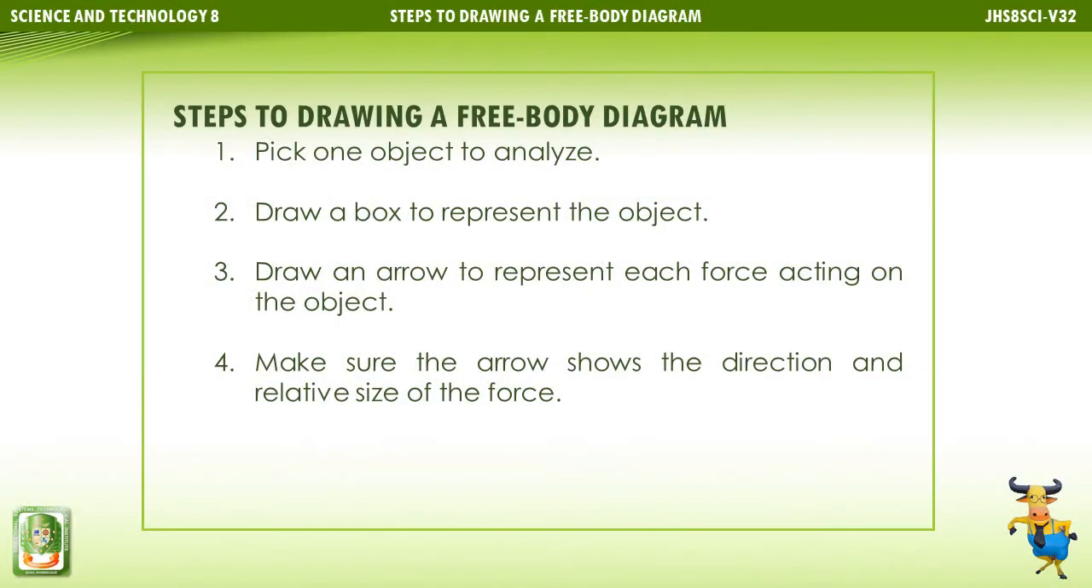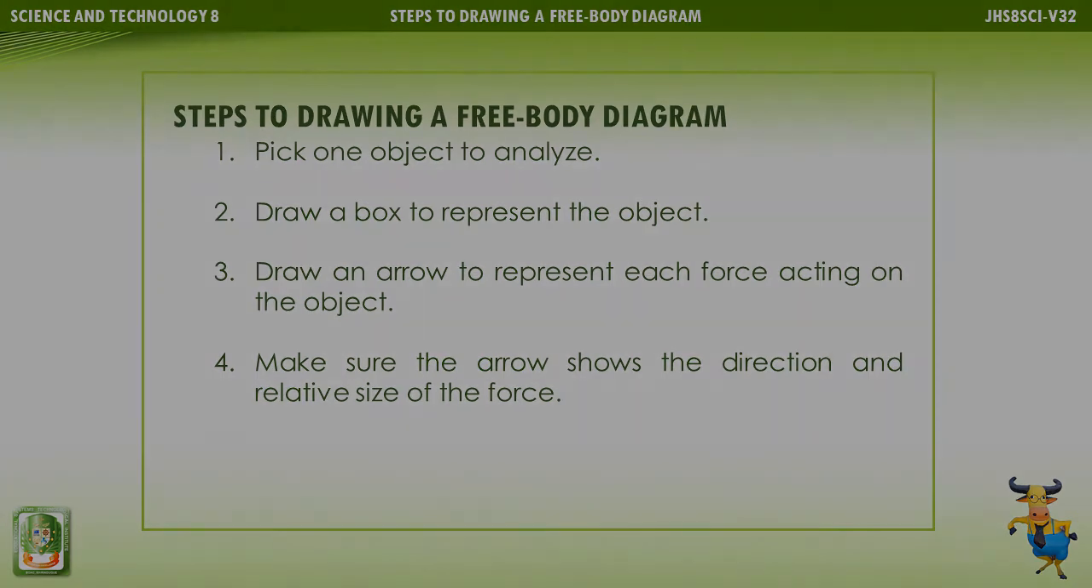Steps to drawing a free body diagram. First, pick one object to analyze. Second, draw a box to represent the object. Third, draw an arrow to represent each force acting on the object. Lastly, make sure the arrow shows the direction and relative size of the force.